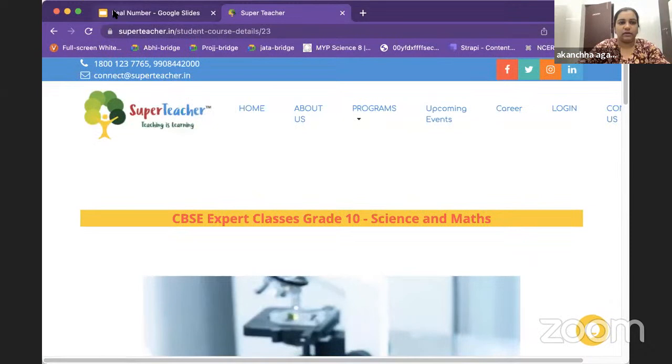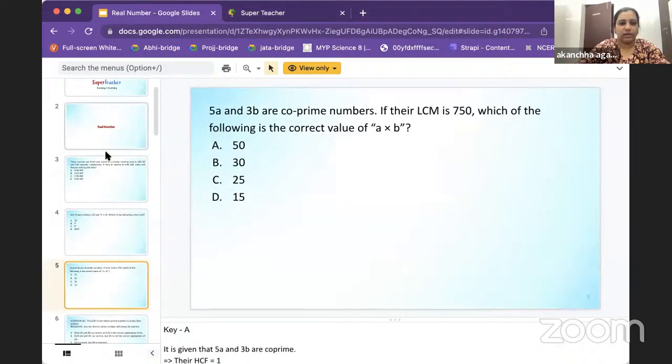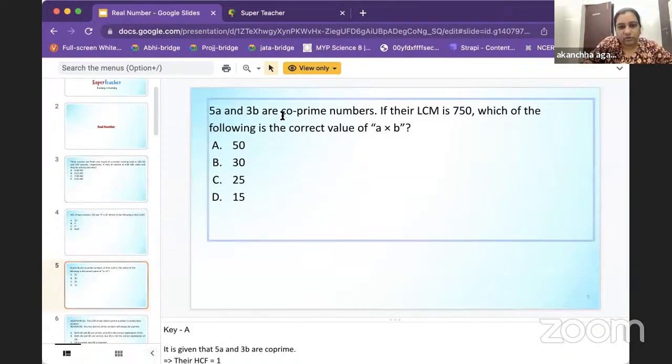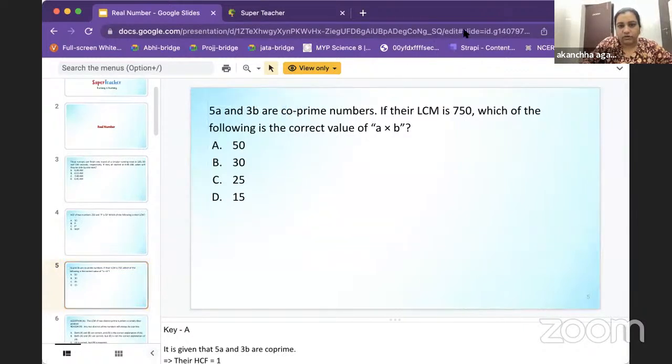Coming back to our questionnaire, I hope you all are enjoying, and we have done 2 questions so far from chapter 1. Now the third question that we have again is a very interesting question, and we have a very important term here, which is co-prime. It's very important to know what is co-prime. Whenever we see this term co-prime, we should understand what co-prime numbers are.